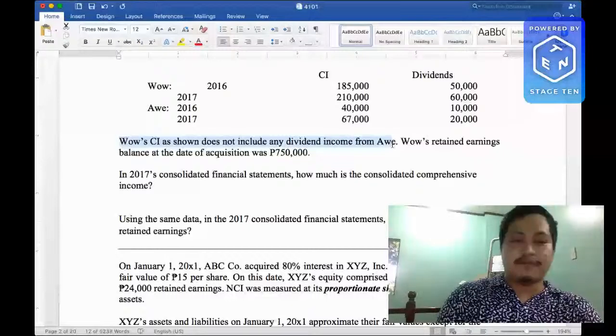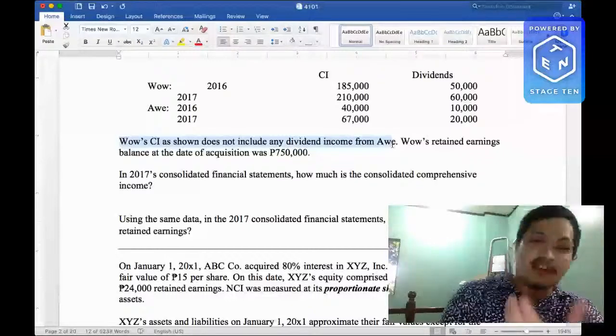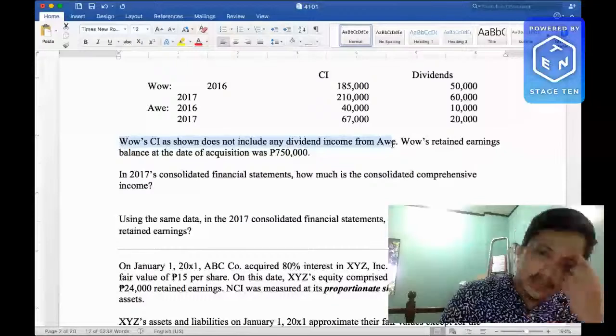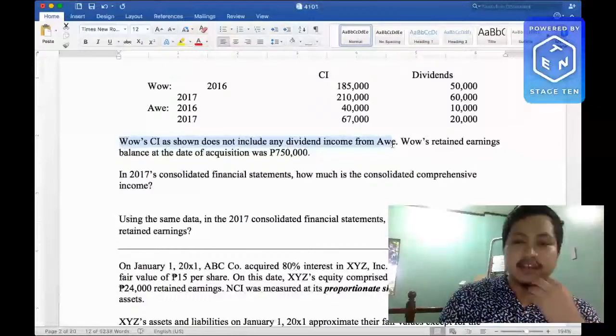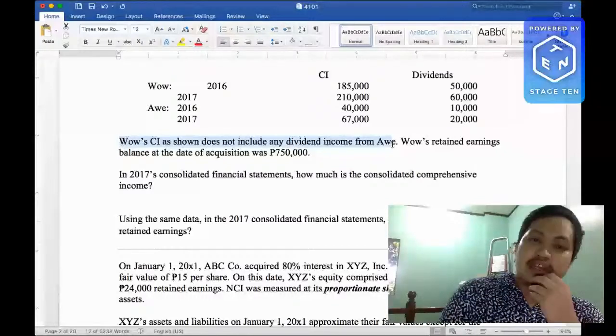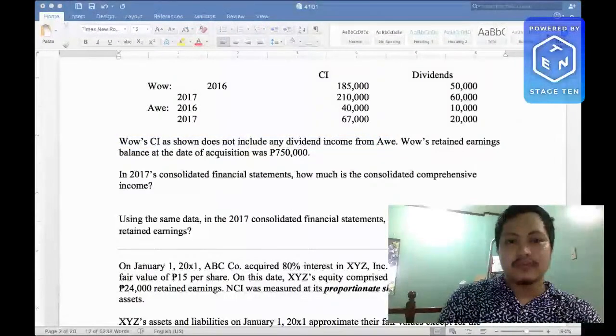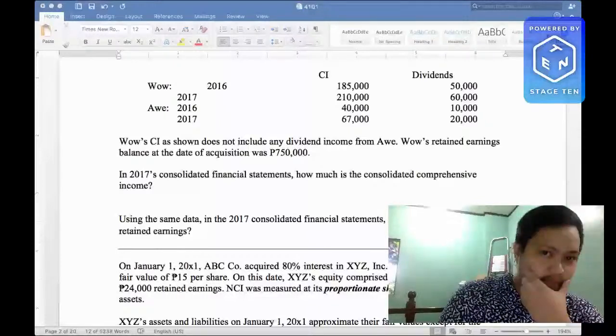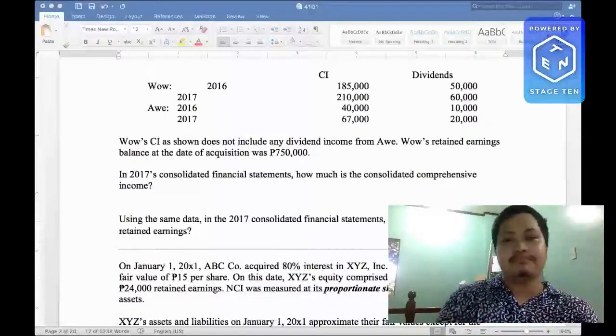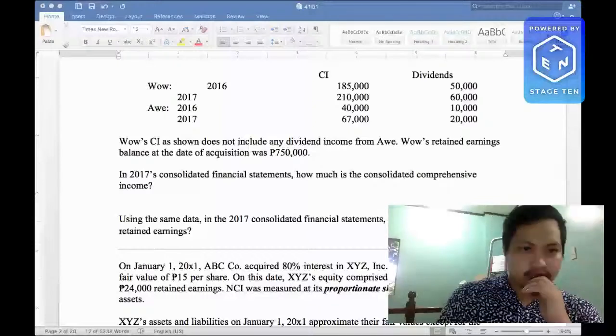So, we already have the first thing we need to solve for consolidated income class. What else do we need? We need the comprehensive income of the subsidiary, but it must be the adjusted income. Let me just change the layout.